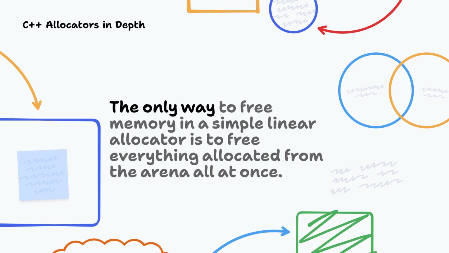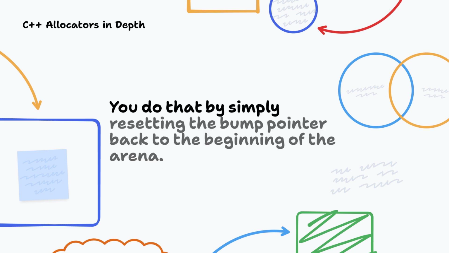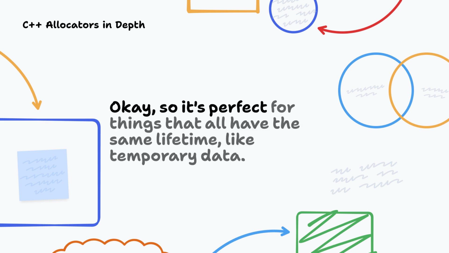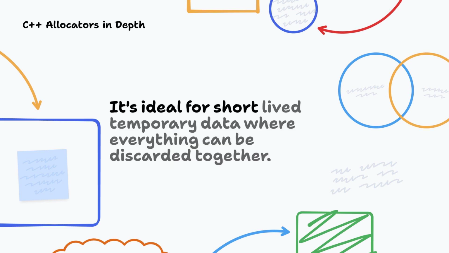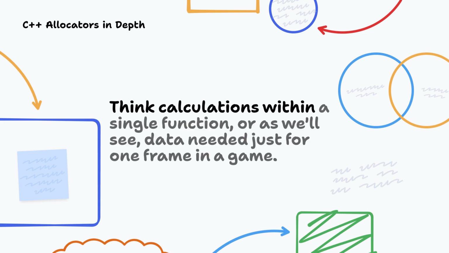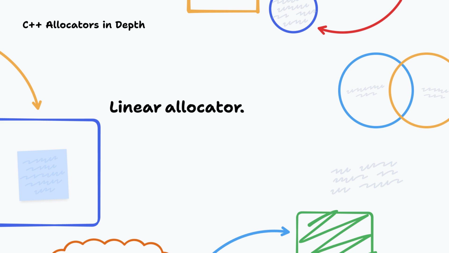Nope. The only way to free memory in a simple linear allocator is to free everything allocated from the arena all at once. You do that by simply resetting the bump pointer back to the beginning of the arena. Poof, all gone. Okay, so it's perfect for things that all have the same lifetime, like temporary data you only need for a short time. Exactly. It's ideal for short-lived, temporary data where everything can be discarded together. Think calculations within a single function or, as we'll see, data needed just for one frame in a game. Right, okay. Linear allocator, super fast allocation, bulk deallocation only.